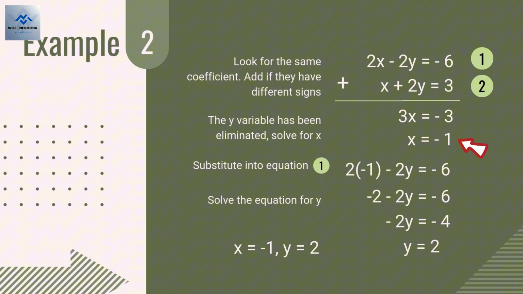X equals negative 1. Substitute x equals negative 1 into the first equation. 2 times negative 1 minus 2y equals negative 6. Simplify. Negative 2 minus 2y equals negative 6. Add 2 to both sides. Negative 2y equals negative 4. Divide both sides by negative 2. Y equals 2. Solution. X equals negative 1 and y equals 2.